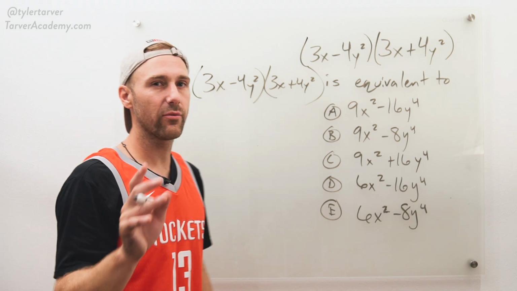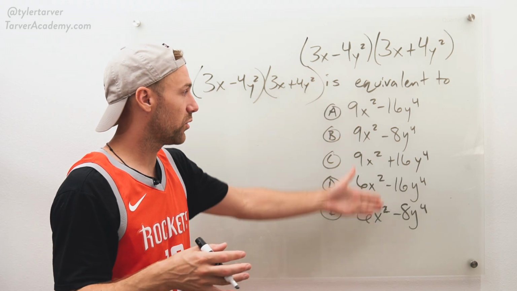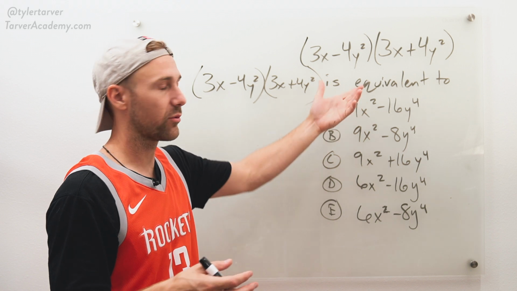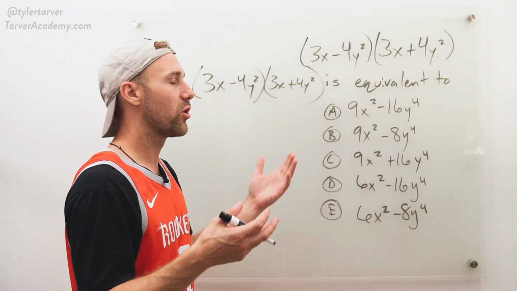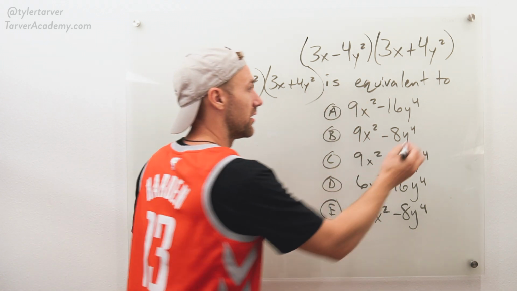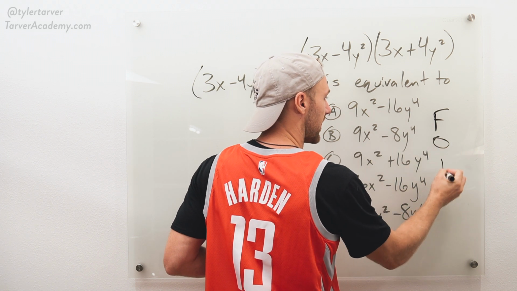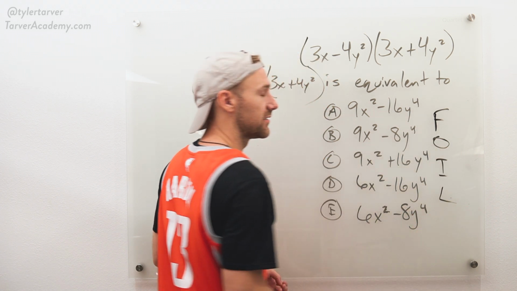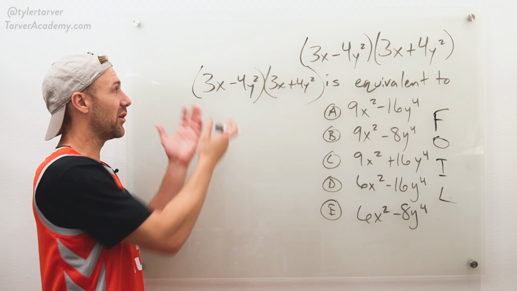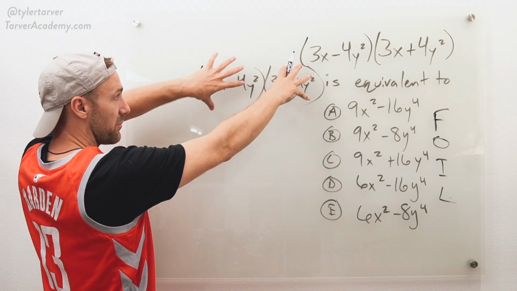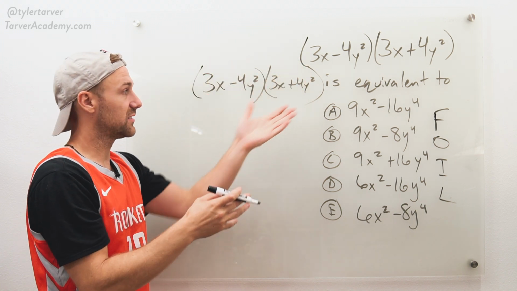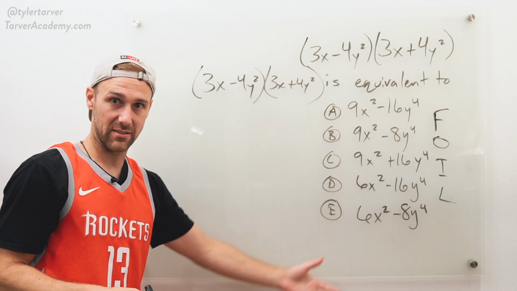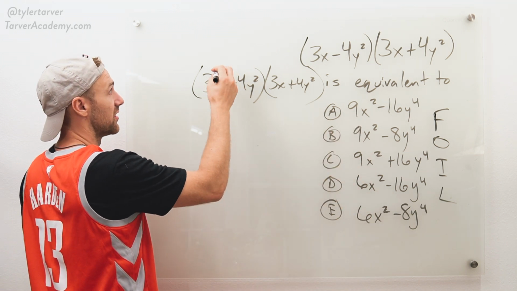So what we usually do whenever we have these and we're wanting to see which one of these is equal to it, that's what equivalent means, equal to, we're just going to use FOIL. Y'all remember FOIL? First, outside, inside, last, okay? So it just means that we're gonna multiply these two problems right here. We're gonna multiply them and simplify and see what equals this, okay? So we'll start with first.